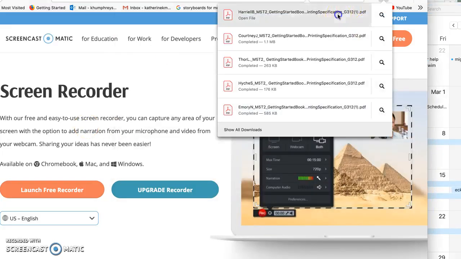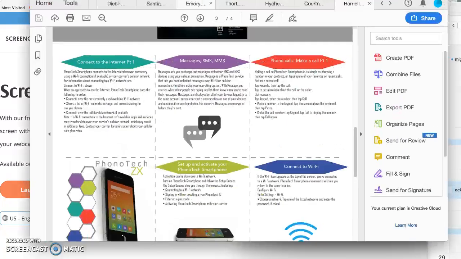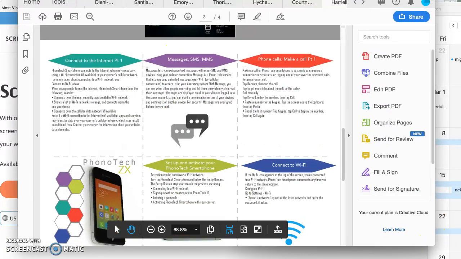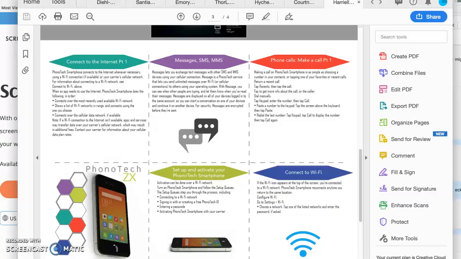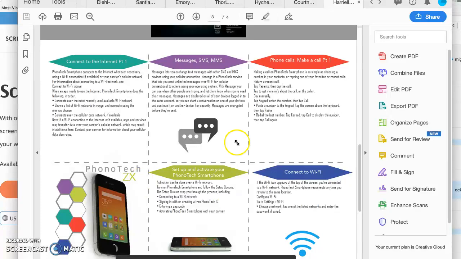Get your piece. Okay, so I thought that this was pretty creative. I like all the colors. However, there's some issues with consistency and readability.